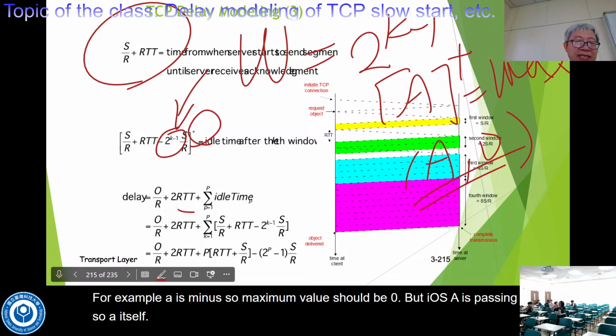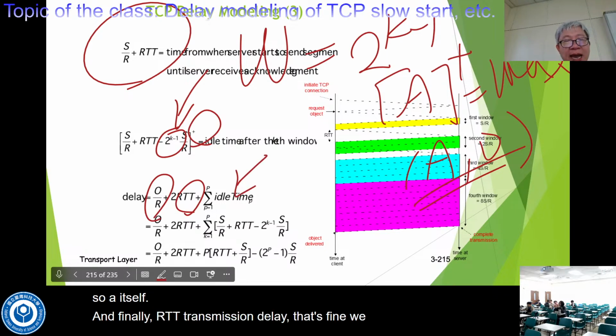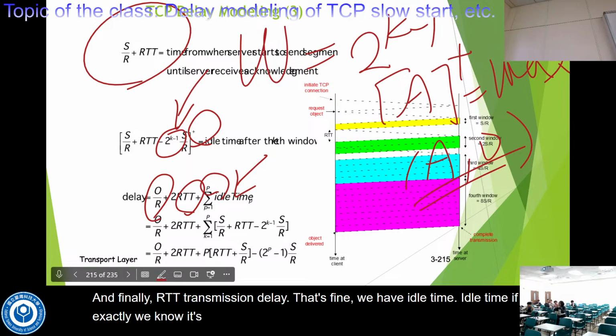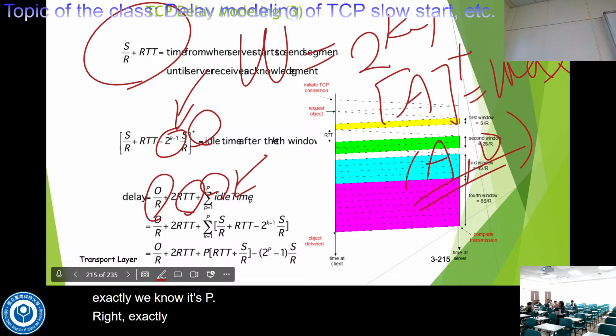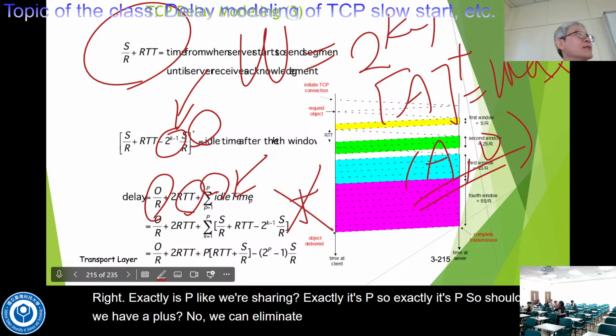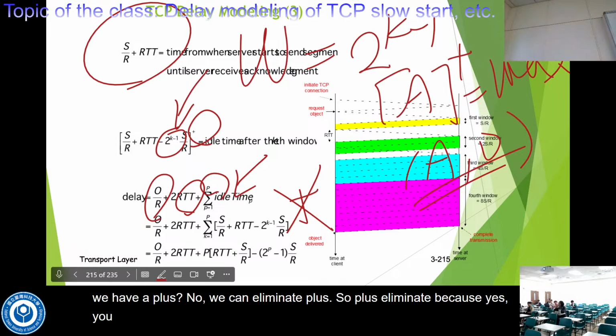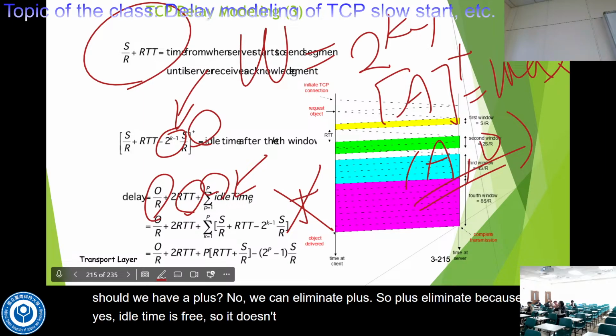And finally, RTT and transmission delay, that's fine. We have idle time. If exactly we know it's P, right? Exactly it's P. So should we have a plus? No, we can eliminate the plus, because, yes, you know the idle time is P. So it doesn't matter, this is idle time.